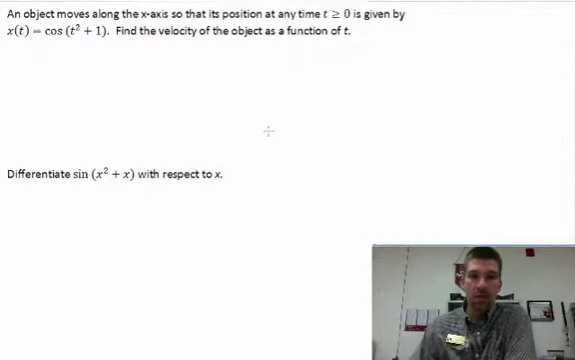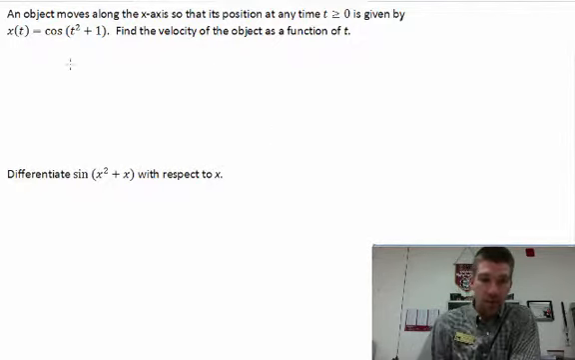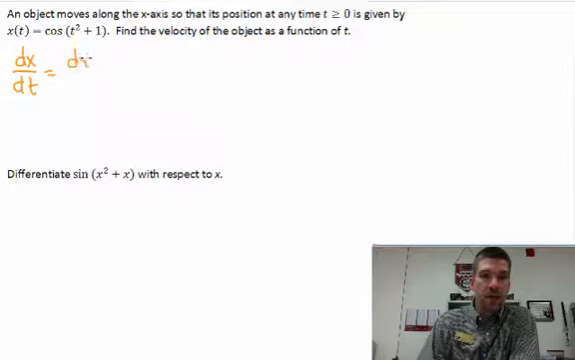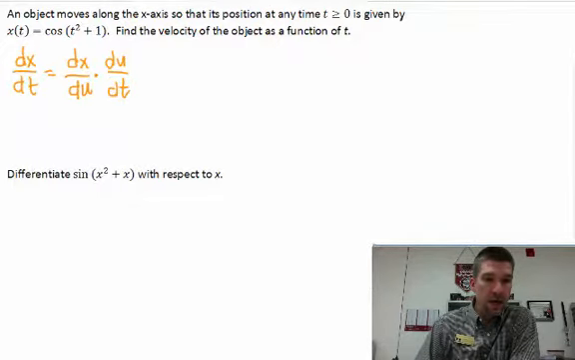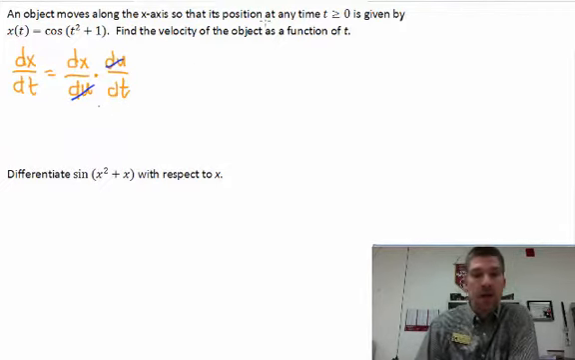So if we want to find the velocity, we need the first derivative of this. And so we need to find dx dt. And the way that we're going to do that is we're going to find dx du, and we're going to multiply it with du dt. And again, what we're wanting to happen is we're wanting these du's to cancel out. And notice when they cancel out, I have exactly what I need.